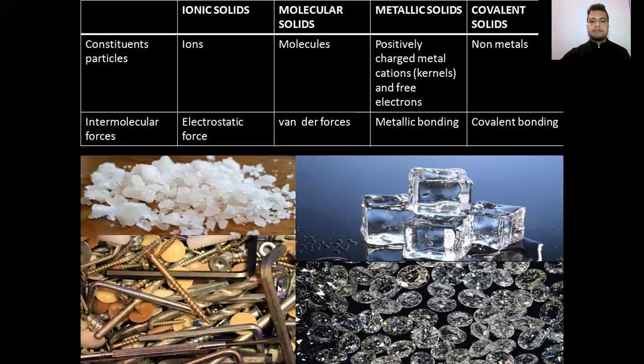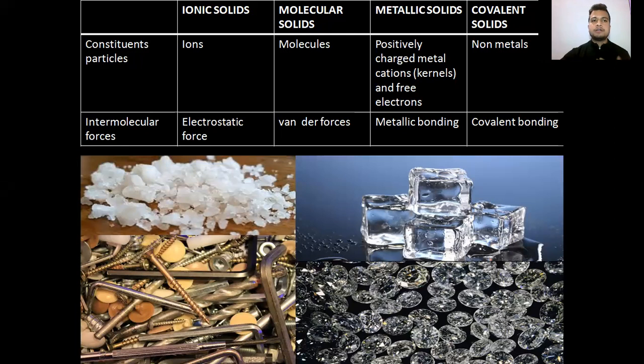Below you can see some examples. The first one is an example of an ionic solid, sodium chloride. Then on the right-hand side, you can see ice, water molecules, which is an example of a molecular solid. Then you can see examples of metallic solids. I don't have to tell you, metals. And finally, an example of a covalent solid. One of the very common examples is diamond. You can take graphite also, but diamond is one of the most common examples of covalent solids.